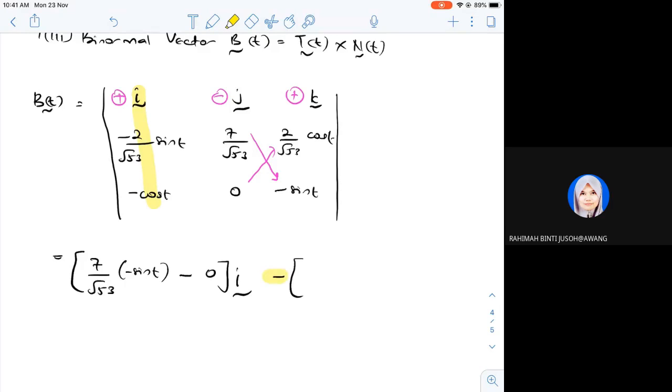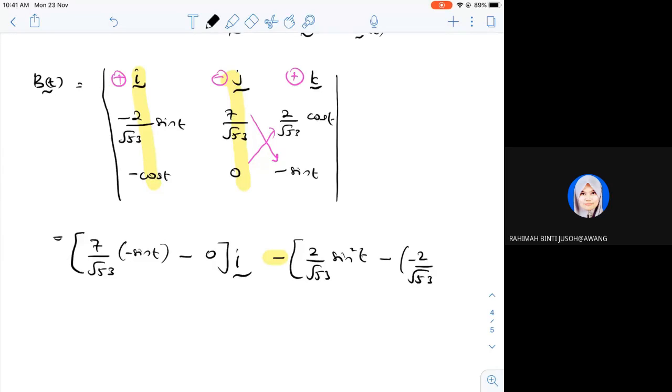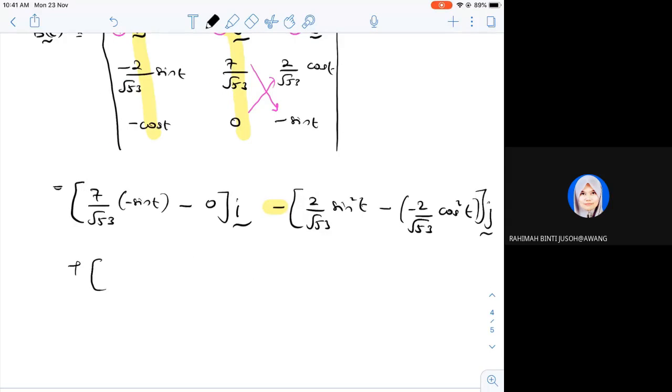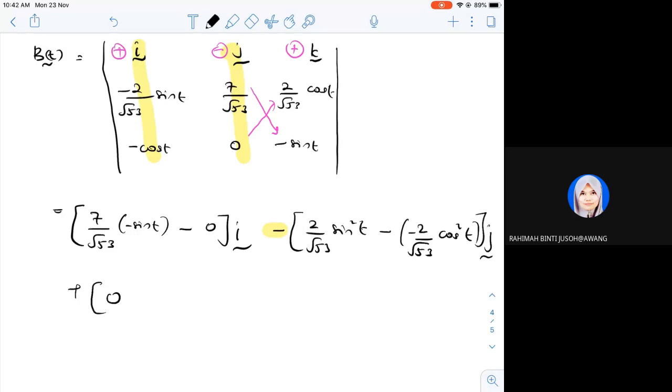And then for j, open the bracket. Don't forget you have to put negative because this is j. Close the second column, so right now you are closing the second column, leaving the first and third columns. For this we have negative 2 over square root 53 times negative sin t, so should be positive 2 over square root 53 sine squared t. And then minus negative cos t times 2 over square root 53 cos t, so you will get negative 2 over square root 53 cos squared t. This is for j. And then for k, open the bracket for k direction, close the third column, so you are closing the third column. Negative 2 over square root 53 multiplied by 0, 0 lah, minus negative 7 over square root 53 cos t. This is for your k.